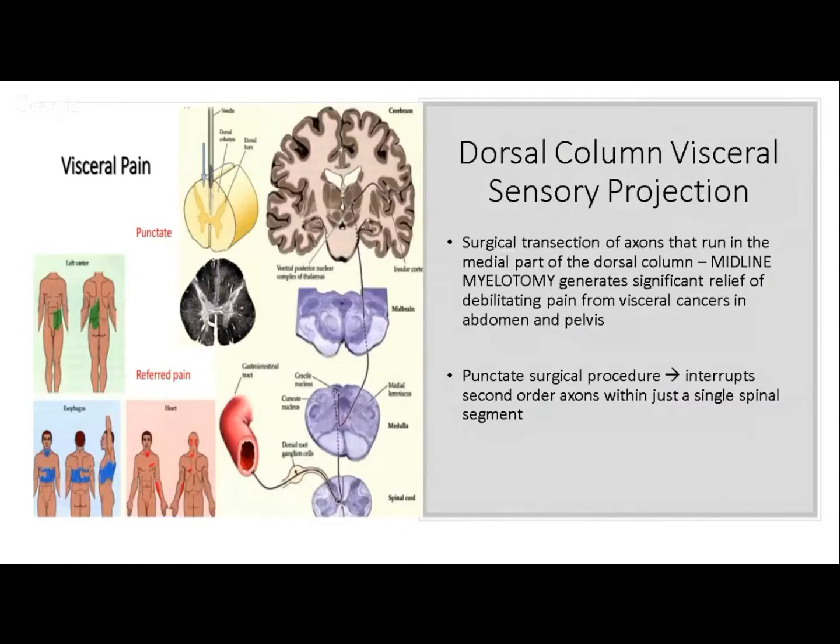So it goes to the spinal cord. The second order neurons are only at the level of the medulla, at the level of the gracile nucleus and the cuneate nucleus. And then you have the second order neurons cross over at that level and go further up. There is something that was described, a surgical transection of axons that run in the medial part of the dorsal column, results in significant relief of debilitating pain from visceral cancers coming from the abdomen and pelvis. So that's how we know that those are the pathways. It's not the anterolateral system, but it's actually the dorsal column system that carries the visceral pain. Okay?